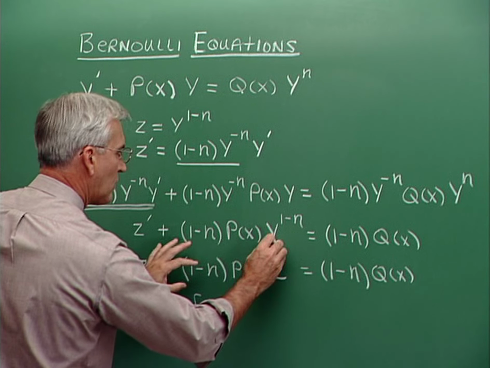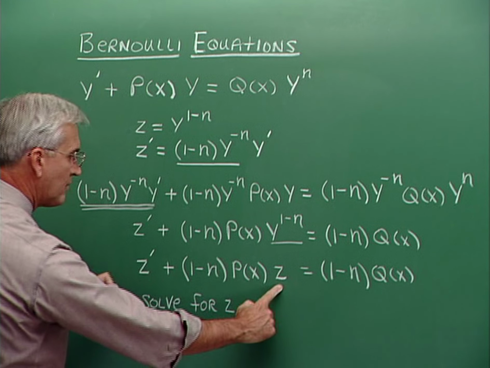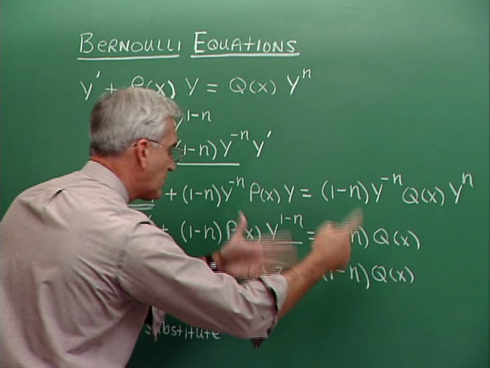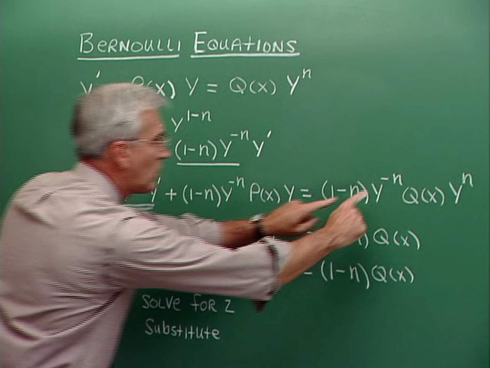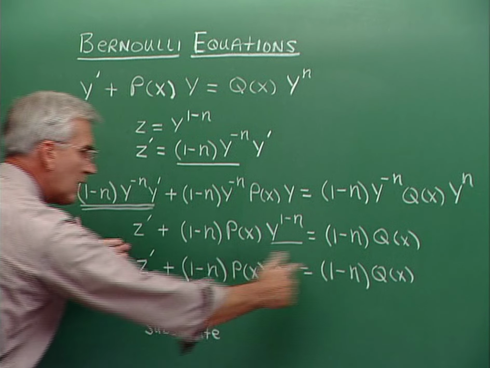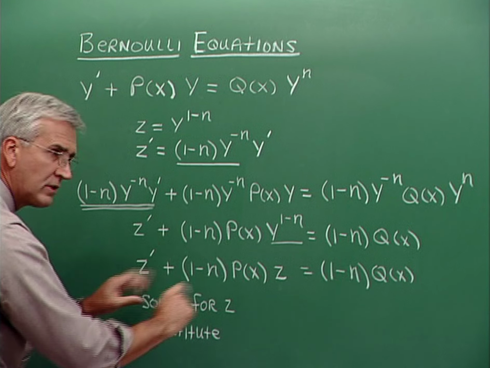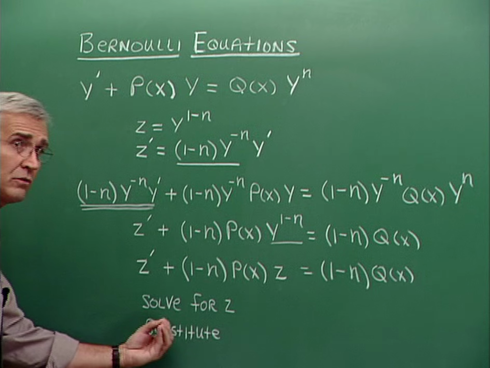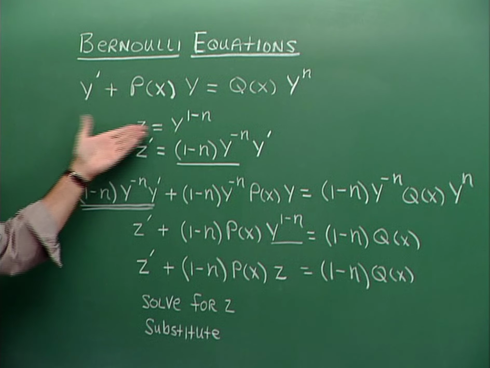So this y to the 1 minus n in the next step becomes z, or we can substitute z for it. And then over on the right side, that takes care of itself. Notice the y to the negative n, y to the n go out. Now, from here, we solve this using the methods that we talked about before. So we solve for z, and then we just substitute back what we found for z up here.